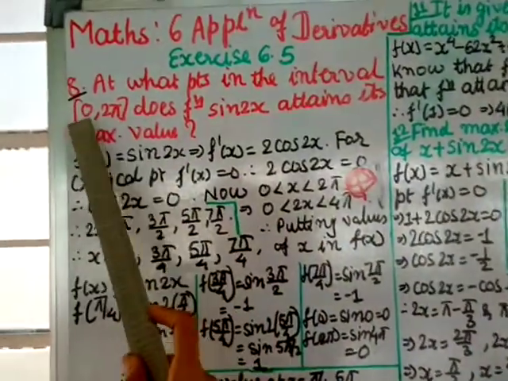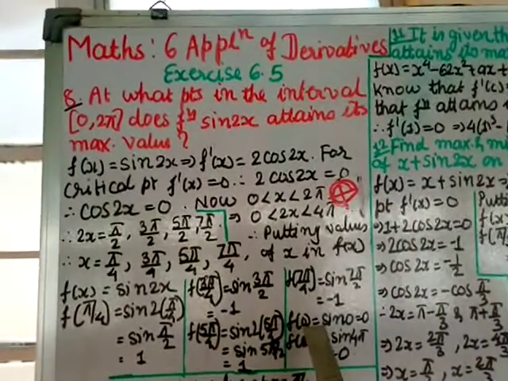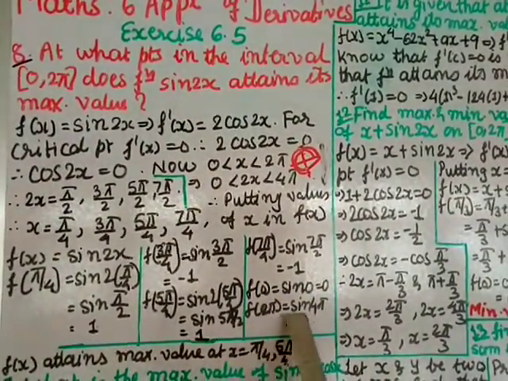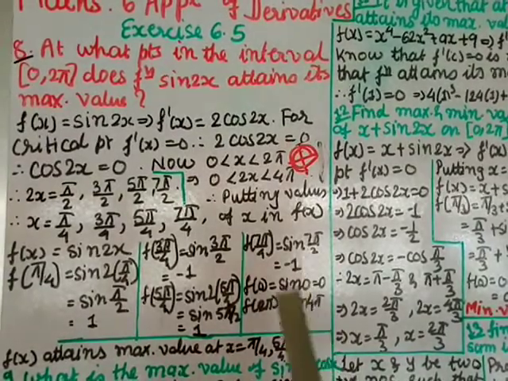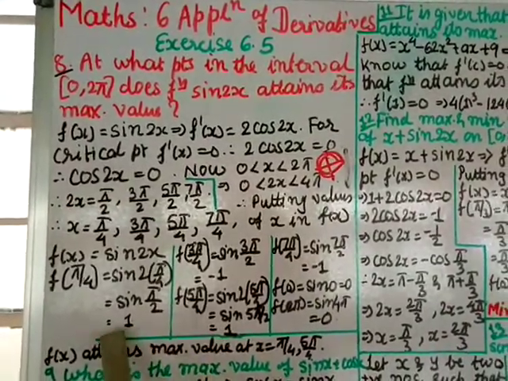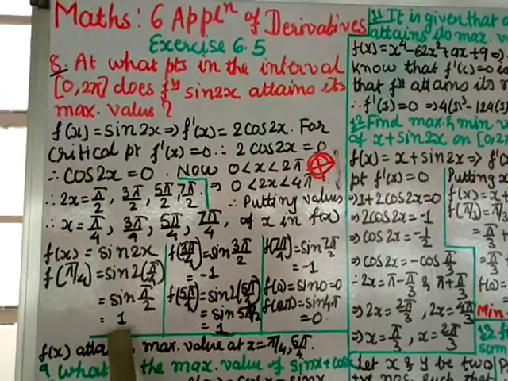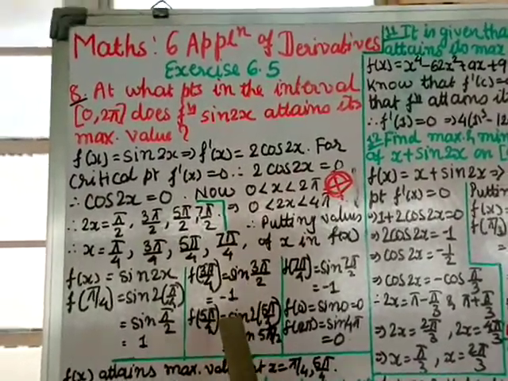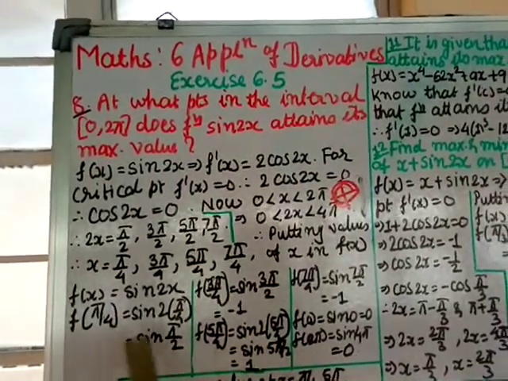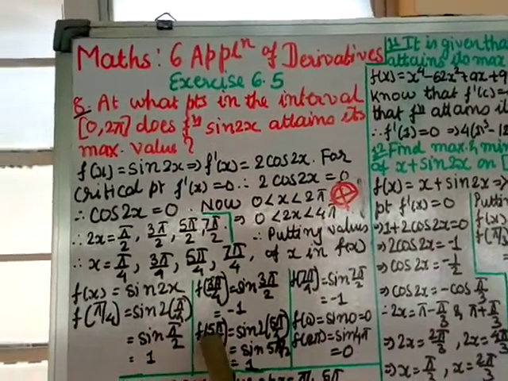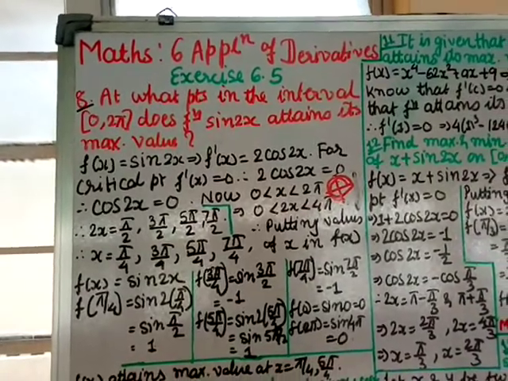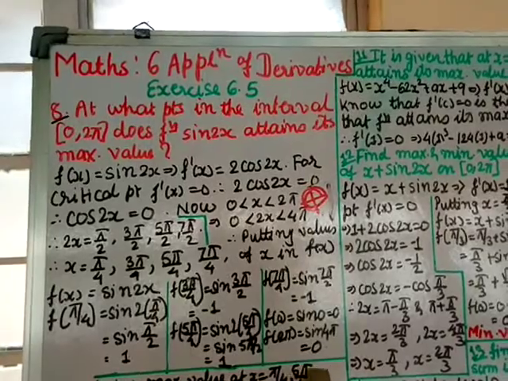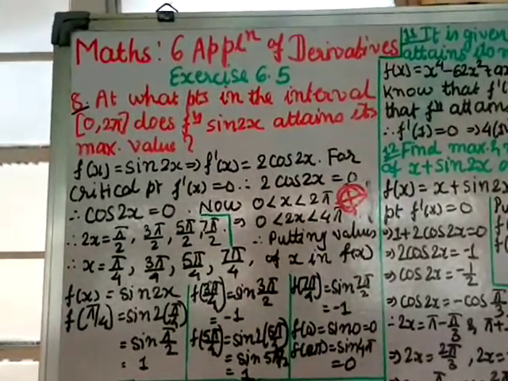I also put the end points of the interval, 0 and 2π. Sin 0 is 0, and sin 2π means sin 4π, that is 0. Now I have got the maximum value 1 at π/4 and another one at 5π/4. So the given function attains the maximum value at 2 points, π/4 and 5π/4, and the value is 1. So f(x) attains maximum value at x equal to π/4, 5π/4, and the maximum value is 1.